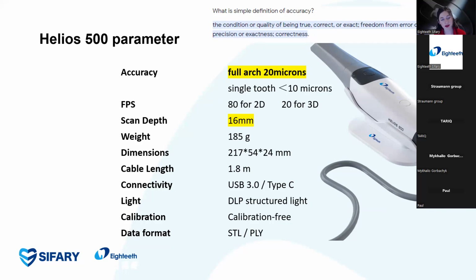Weight, how much is it? 185 grams. Yeah, these are very important parameters. And the light methodology, how it's capturing scans: DLP structured light. Please take this down, it will be helpful. And connectivity, just plug and use it. Type-C, USB 3.0. Cable length, 1.8 meters. And it's calibration free, which is really nice.